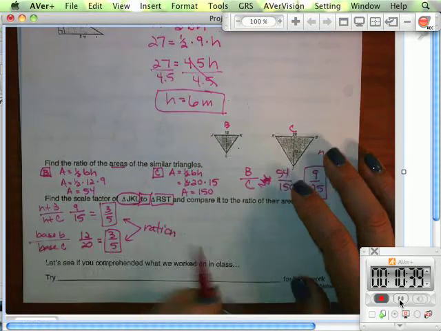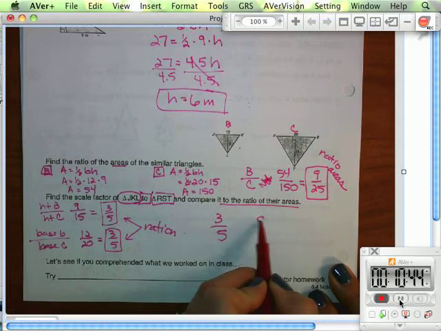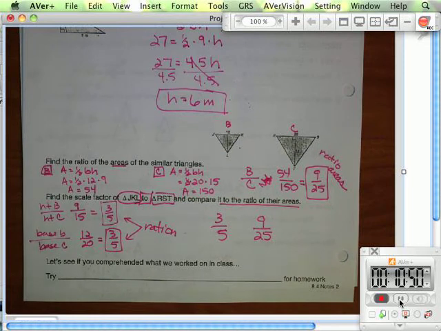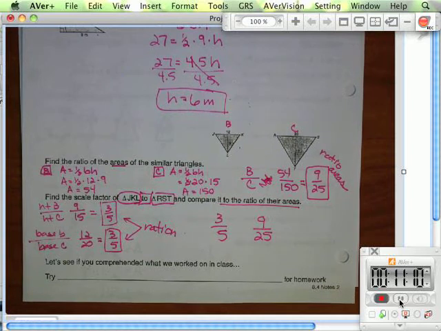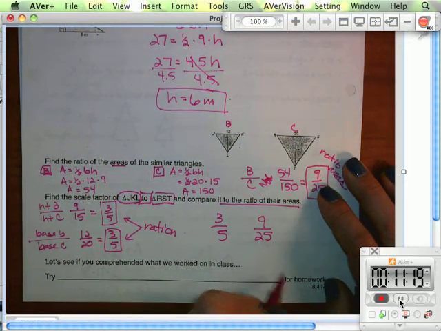Okay, then it says compare it to the ratio of their areas. 3 to 5. How does it compare to 9 over 25? How can I get from 3 to 9 and from 5 to 25? Yes, Serena. Oh, if I square them. 3 squared and 5 squared gives me the ratio of the areas, doesn't it? That's exactly what that theorem was saying on the other side. If I square the ratio of the sides, I'll get the ratio of the areas. That's the theorem we were looking at on the other side.